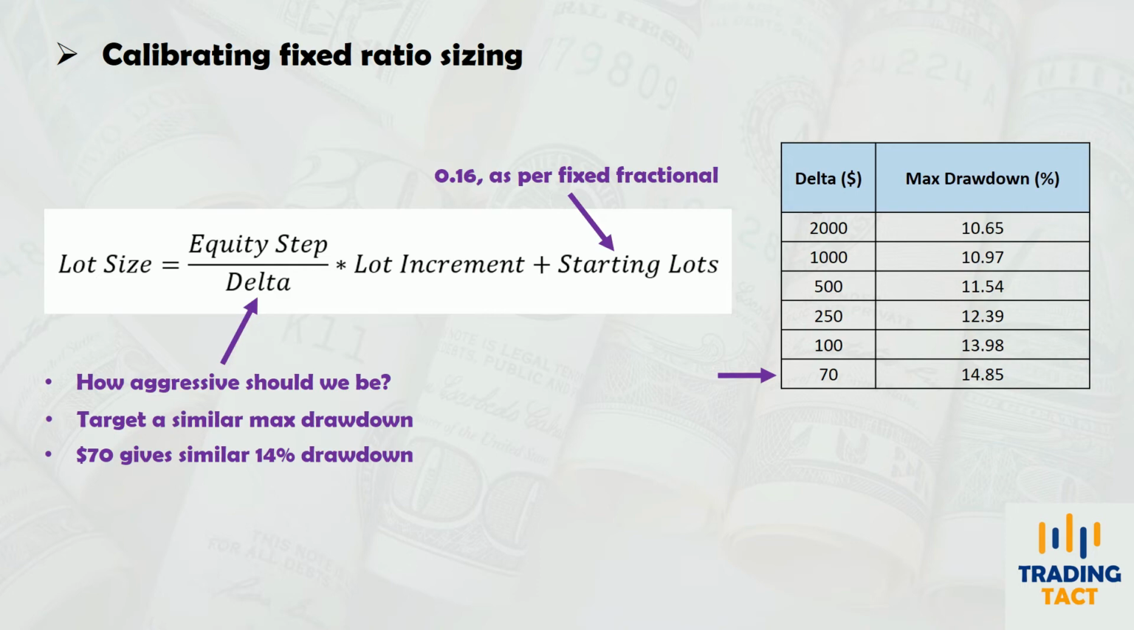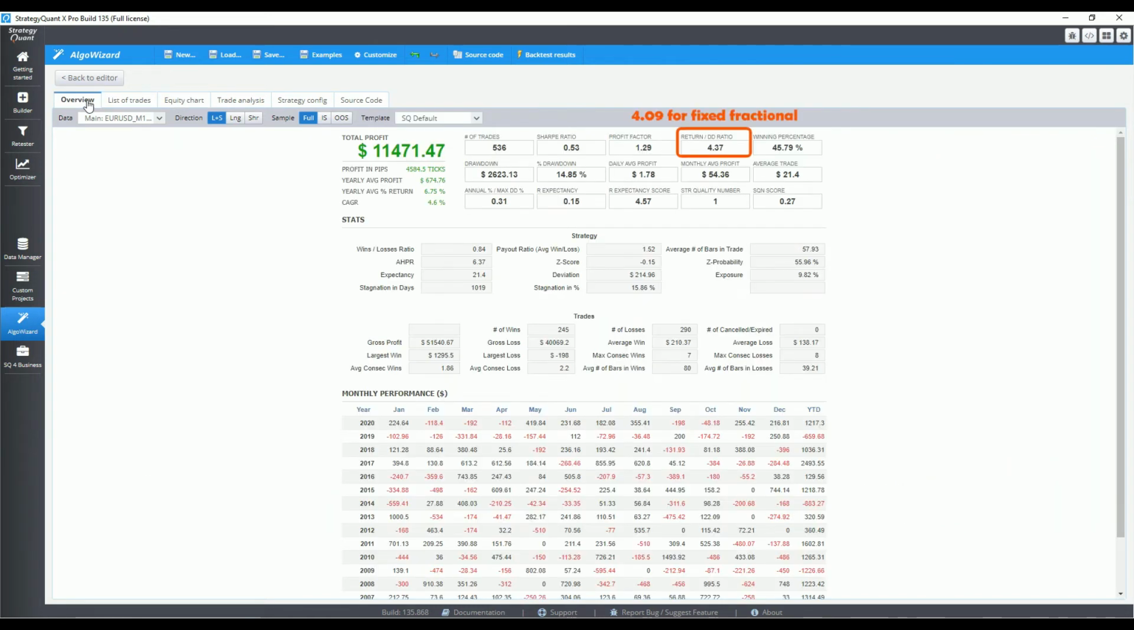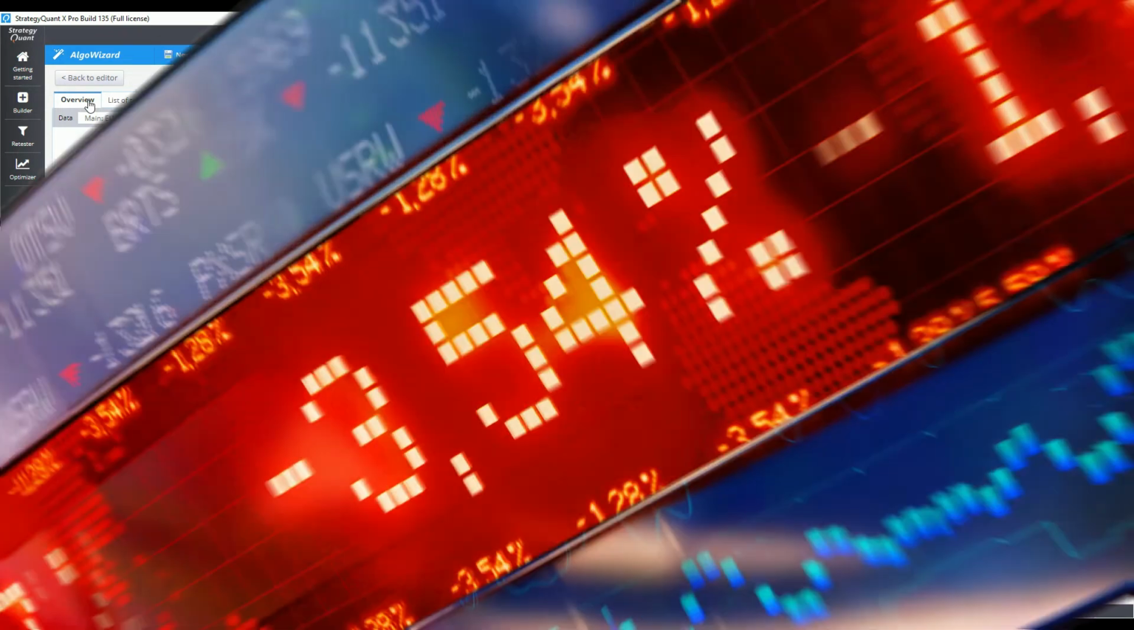With this delta value, I reran the backtest with fixed ratio money management. The equity curve looks pretty similar to the fixed fractional one. Lot sizes also doubled from the initial 0.16, and performance metrics are marginally better. Both methods use a compounding approach and have been normalized to achieve the same drawdown over the backtest. Can we figure out what's different?